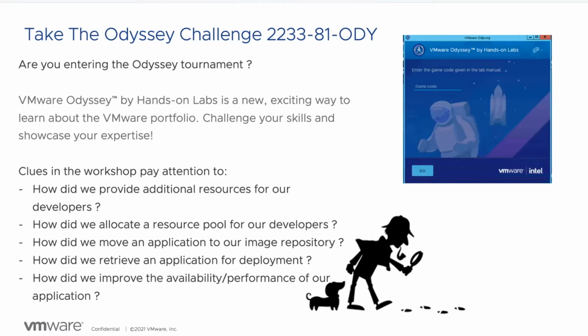In this workshop, pay particular attention to the following, because these will help you with the Odyssey task. How do we provide additional resources for our developers? How did we allocate a resource pool for our development teams? How do we move an application from our local instance to an image repository? How did we retrieve the application for deployment? And then lastly, how did we improve the availability and performance of the application that we deployed? Pay close attention. All of these will be covered in the workshop today, and they will assist you with succeeding in the Odyssey Challenge.